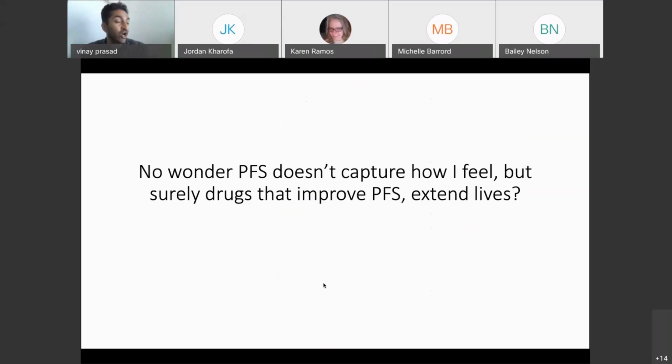So Mr. Jones says, no wonder PFS doesn't capture how I feel, but surely drugs that improve response rates and improve PFS extend lives. That has to be the case, isn't it? And I would say, well, I'm a believer that a drug that does not have any activity, that has no single agent response, is unlikely to improve survival. Although I read stories to the contrary about things like vitamin D and coffee, which apparently in colon cancer, according to a new study, massively improves survival, even though coffee has never shrunk a tumor ever. So I'm a skeptic of those claims, but just because it shrinks the tumor doesn't mean you live longer.